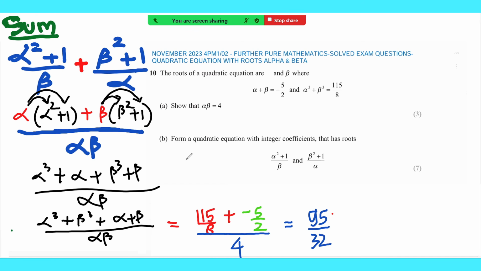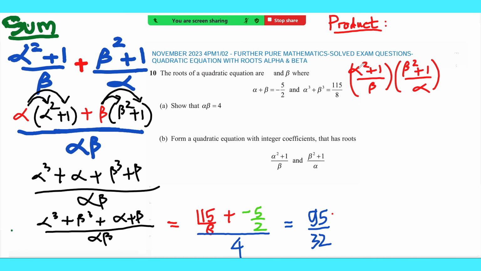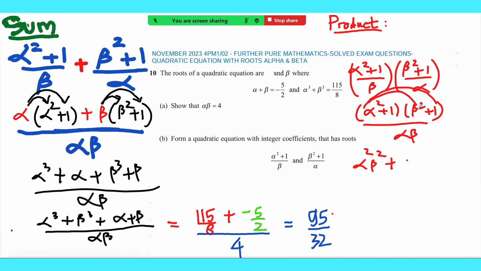Now count the product. So guys, we put the roots side by side and we multiply, and now we expand here. So we will get alpha square plus 1 times beta square plus 1 over alpha beta. Now we have to expand these two brackets. We get alpha square beta square, plus alpha square, plus beta square, and the last is plus 1 over alpha beta.